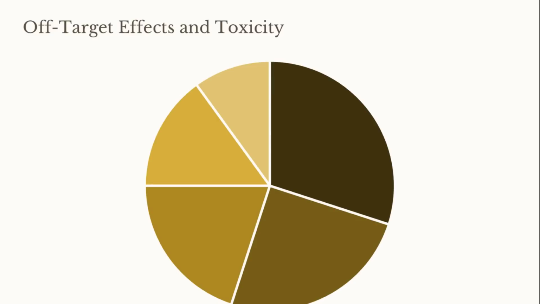Understanding off-target effects and toxicity is crucial in genetic experiments. This pie chart represents the distribution of various off-target effects and their associated toxicity levels, highlighting the importance of precise targeting and minimizing unintended consequences.